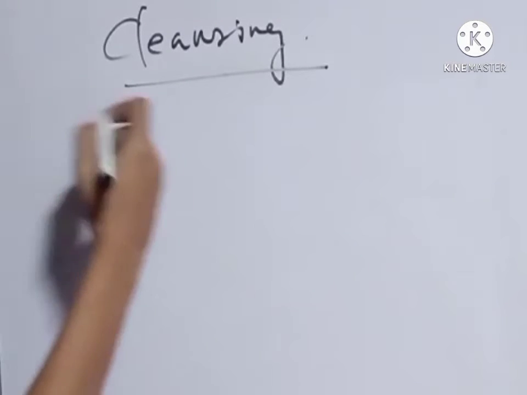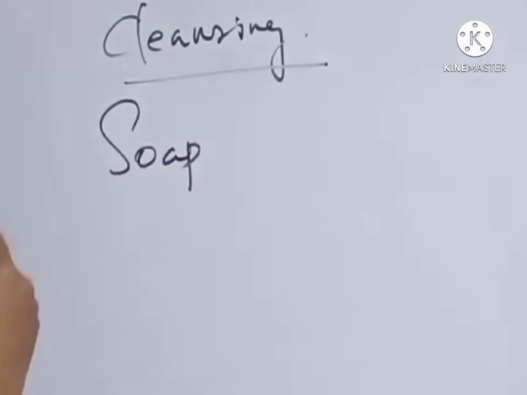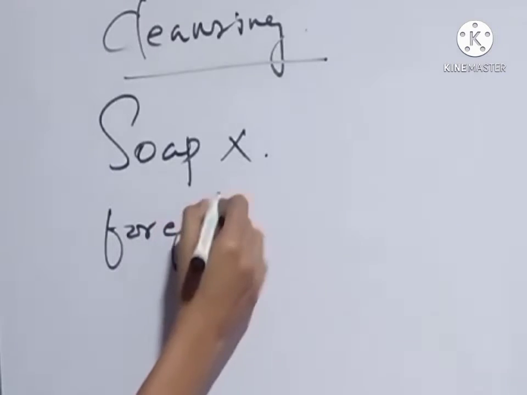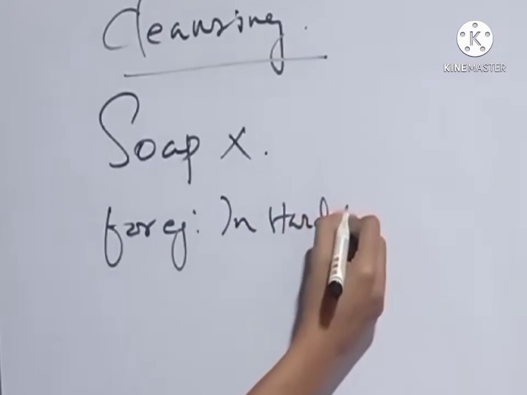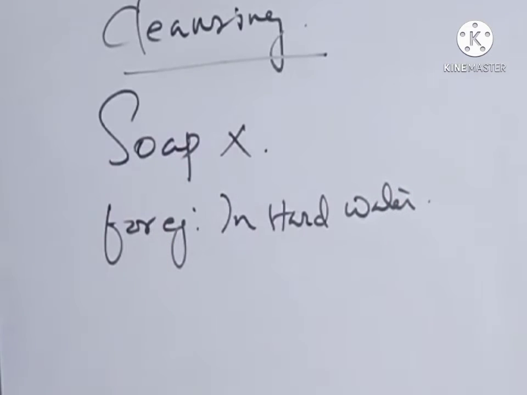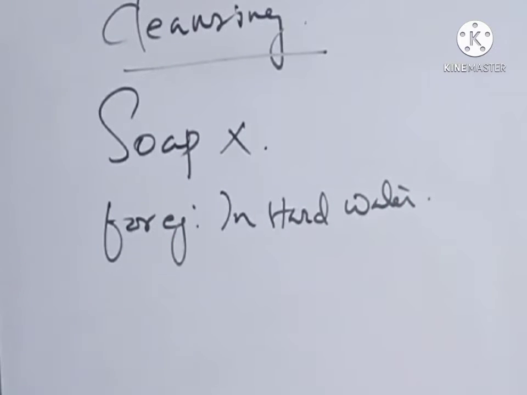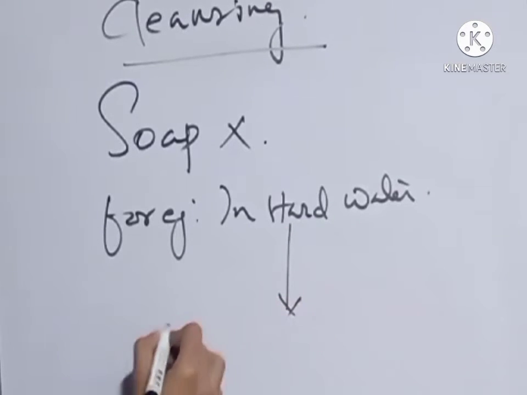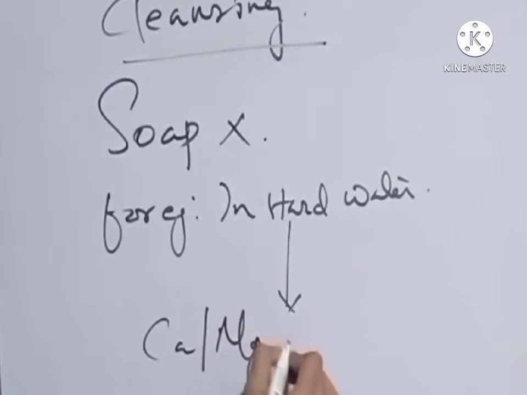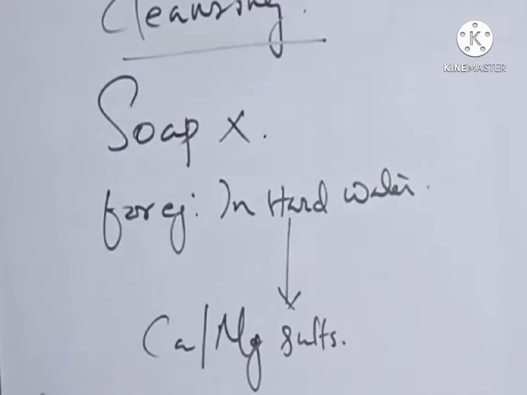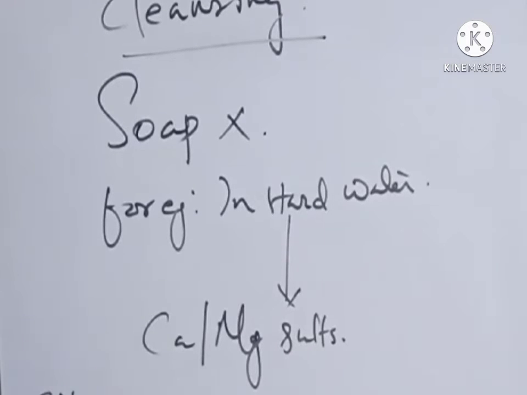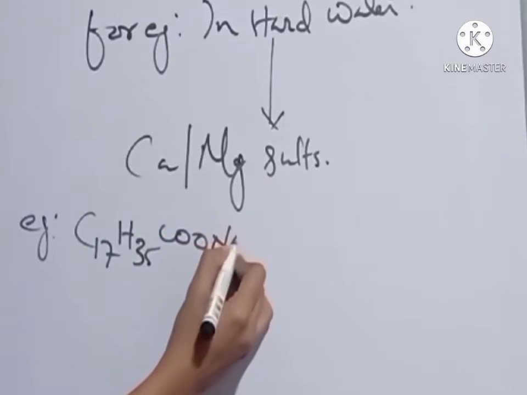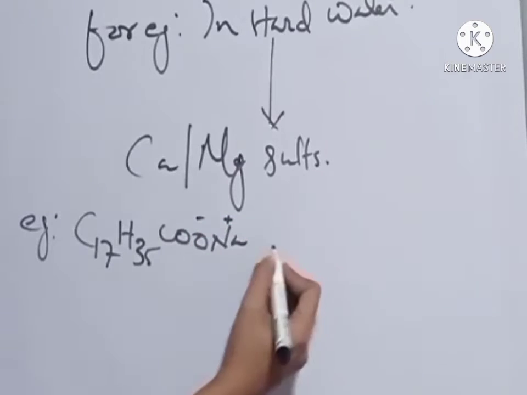There are some situations in which soap cannot perform well as a cleansing agent. For example, in hard water, the performance of soap is feeble because with hard water they form their calcium or magnesium salt. For example, sodium stearate. Sodium stearate is C17H35COONa.